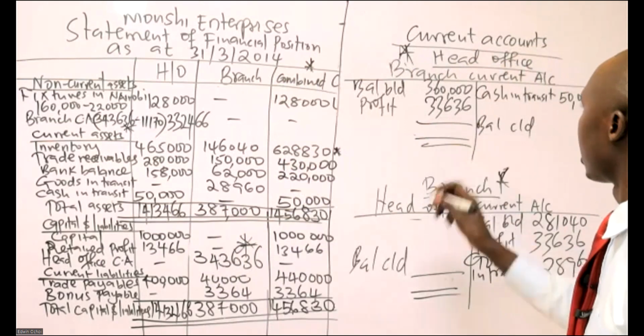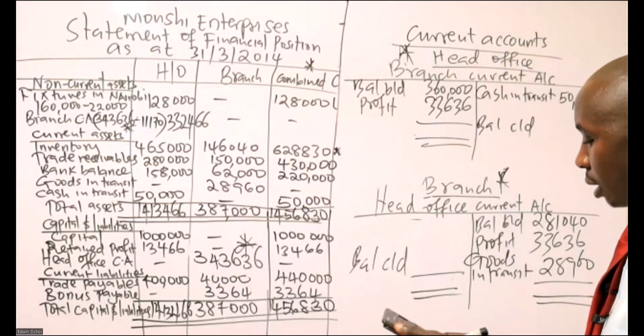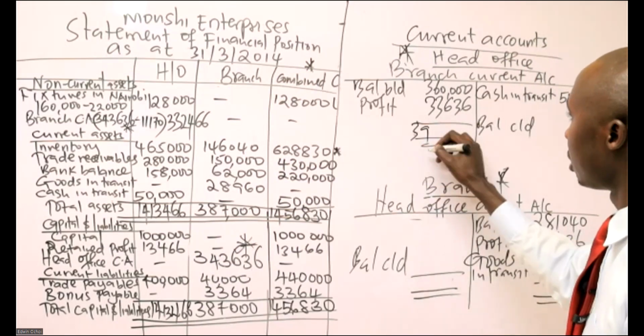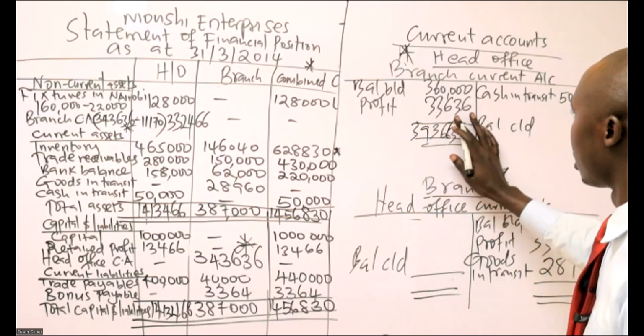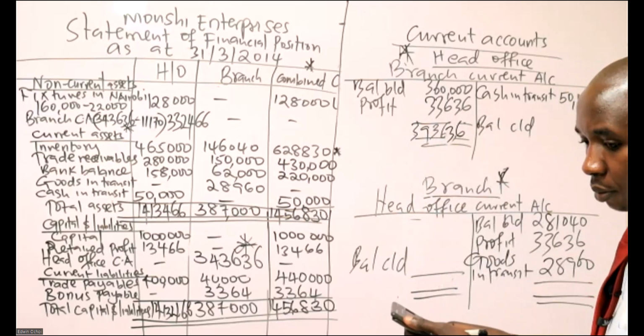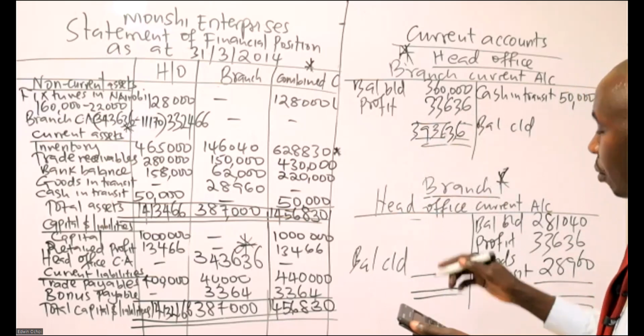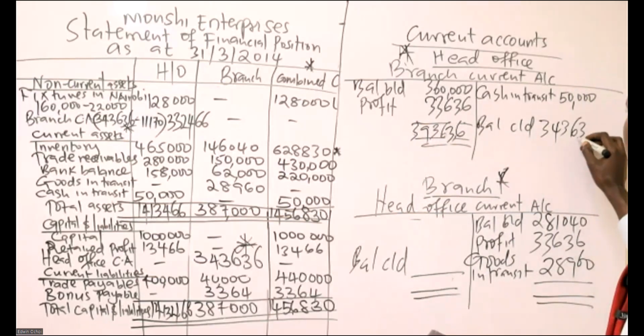So this is 360 plus 33,636. This is 393,636. Minus 50,000. This is 343,636.